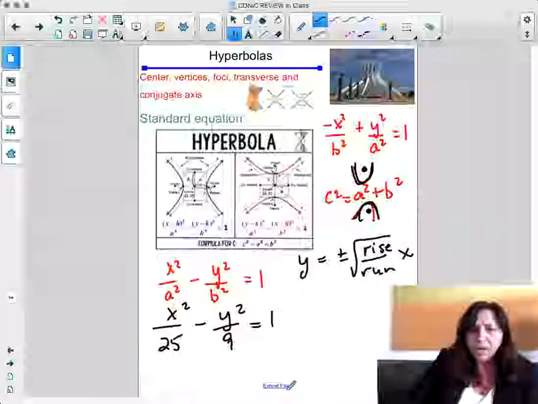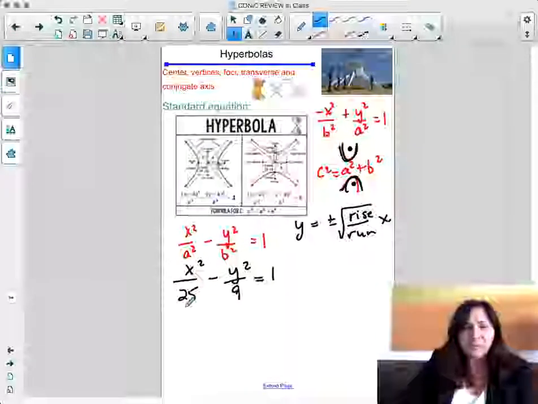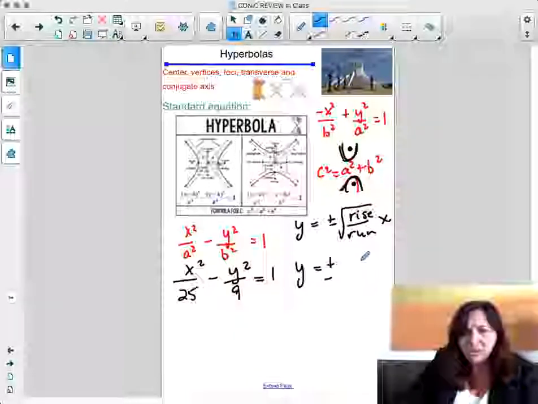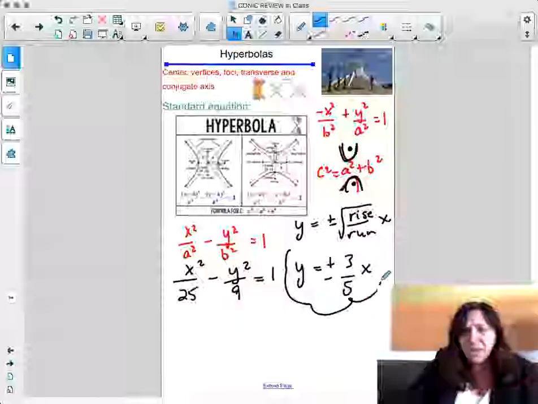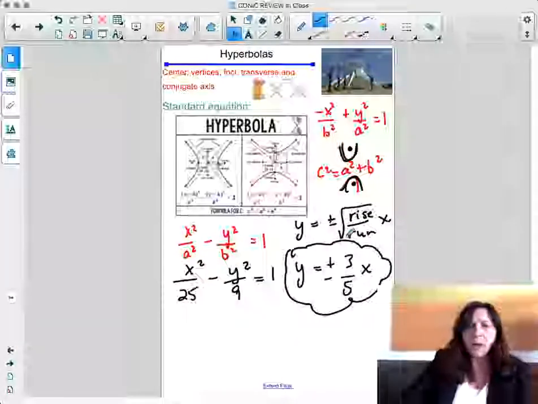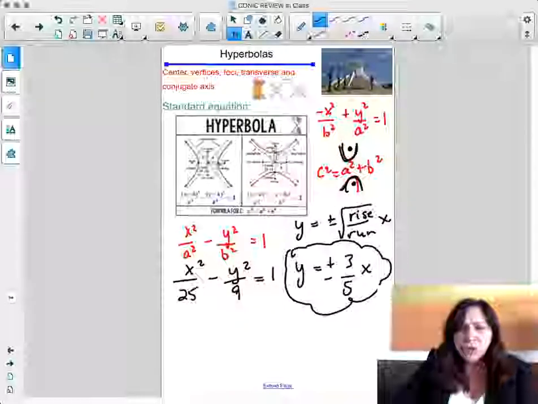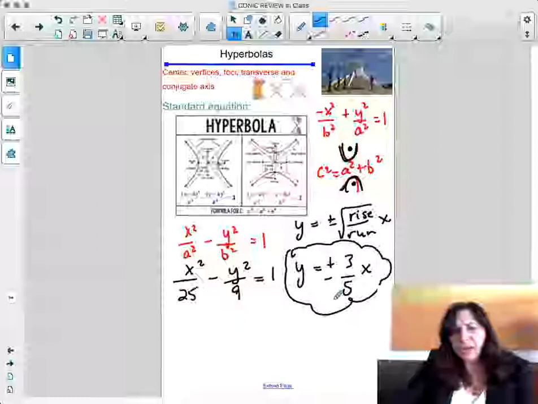So if I had, let's say, x squared over 25 minus y squared over 9 equals 1, a does not mean it's the bigger number. A is always your rise. It's always your rise over your run. So you've got y is equal to plus or minus the square root of that, which is 3, over 5, and then x. So that would be the equation of my asymptotes from the center that I have. If I move my center, then this will change, and I'll show you how to do that later.